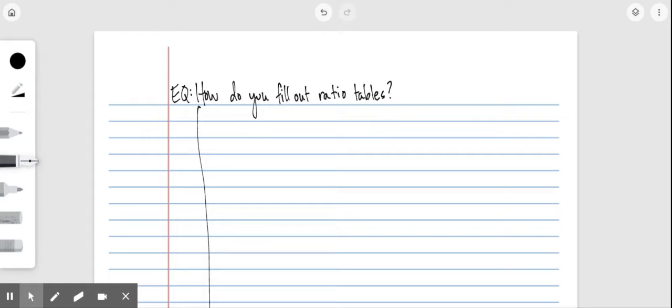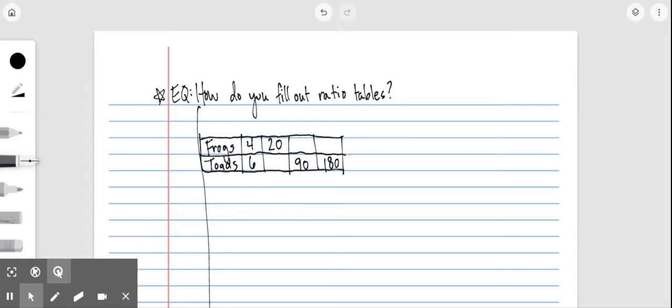Right, beautiful people. So yesterday we talked about what ratio tables were, and we talked about how to solve them. And then we did some IXL that got us into some trickier ratio tables. So today our essential question is, how do you fill out ratio tables? So we're going to talk about filling them out when the pattern is not as clear, or when the numbers are harder to deal with. So I'm going to start by giving an example.